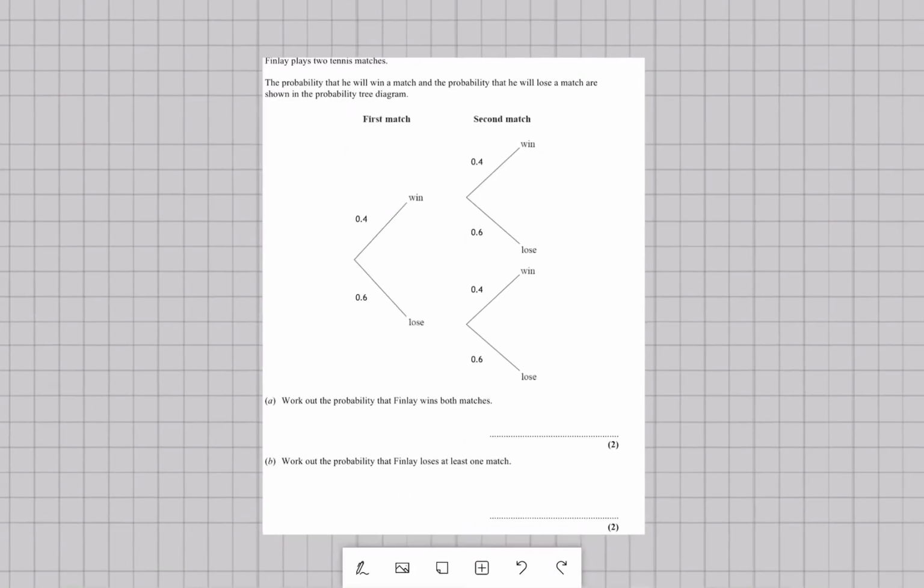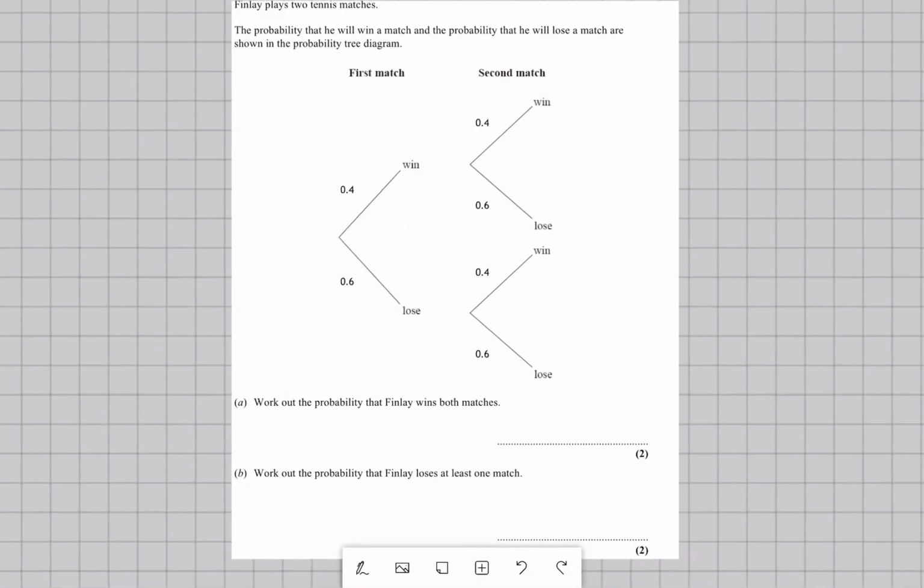Can you use that to try this question? So pause the video and try this question here.